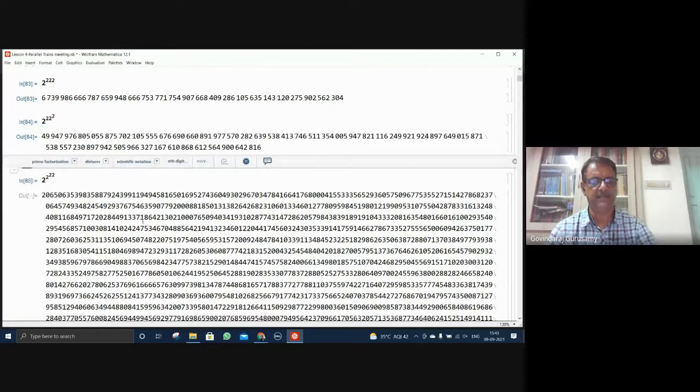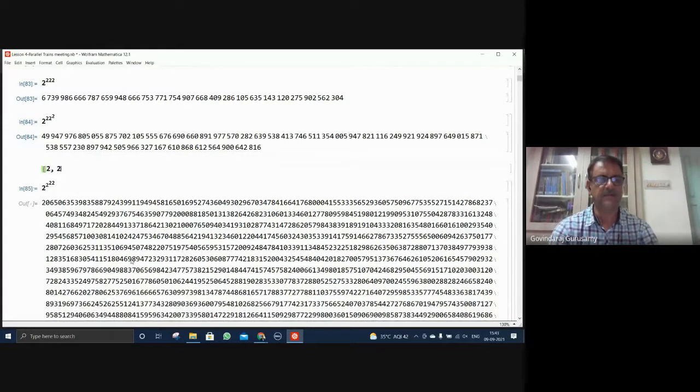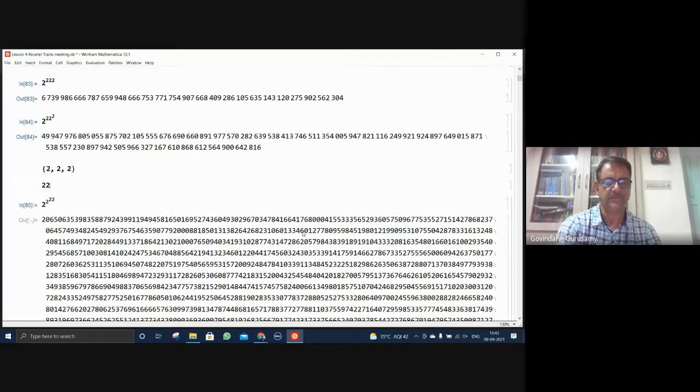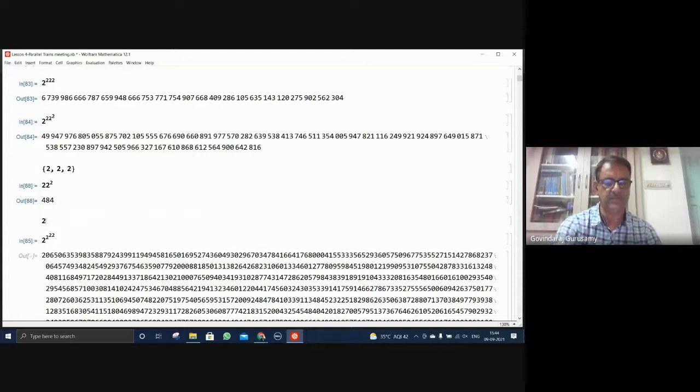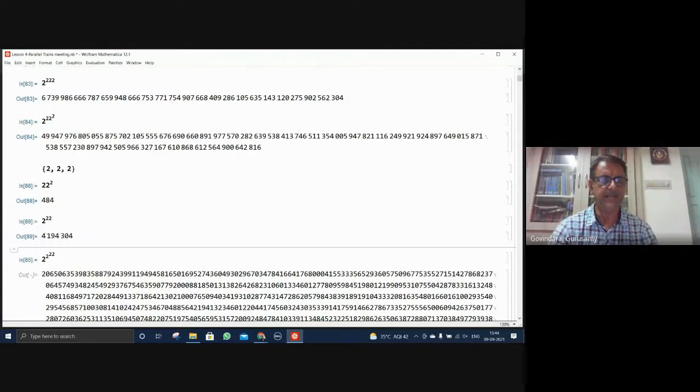For example, taking 3 digits together, 2, 2, 2. We'll explore what the possibilities are here. So 22 power 2 gives 482 digits. Then I can have other possibilities, and one of them, 2 power 22, seems to be the biggest number that can be generated out of this.